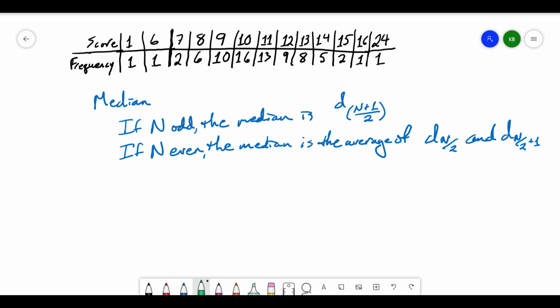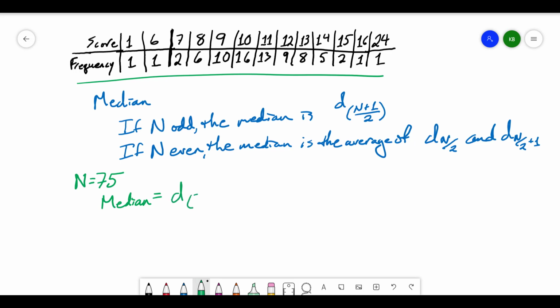Now remember, in this data set that I have up here, my n value is going to be 75. So it's odd. So I'm looking for the median, which is going to equal my data point at position 75 plus 1 all over 2. So this is going to be my data point at position 38. So to find this, I can look and see where is position 38.